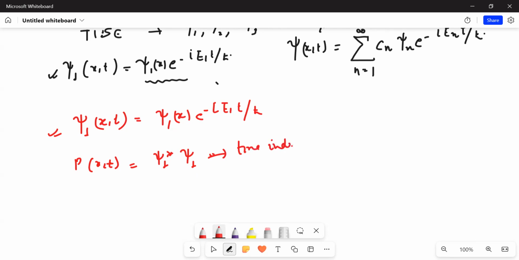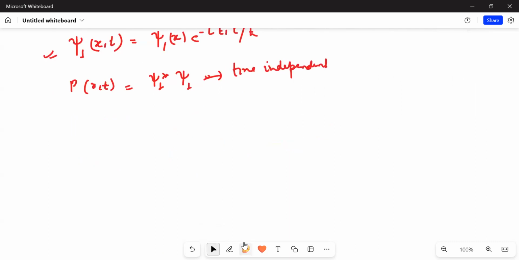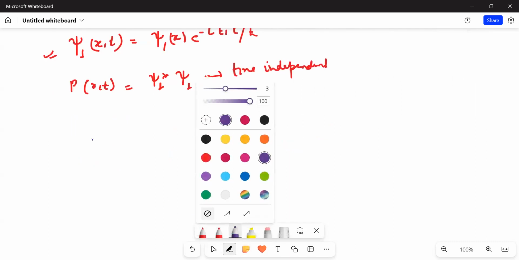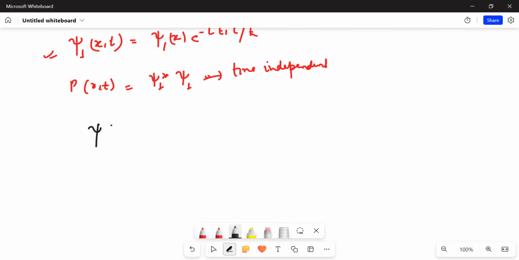However, if I take a linear combination of psi1 and psi2, then it may not be the case. See how? Let's say now my quantum mechanical system is expressed, at time t equal to 0, as a linear combination of two stationary states, psi1 and psi2. Do you think that this remains a stationary state? No, indeed it does not.